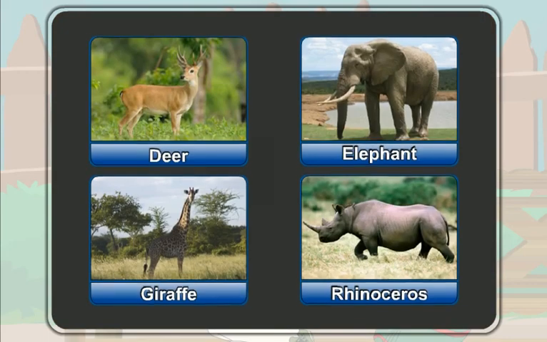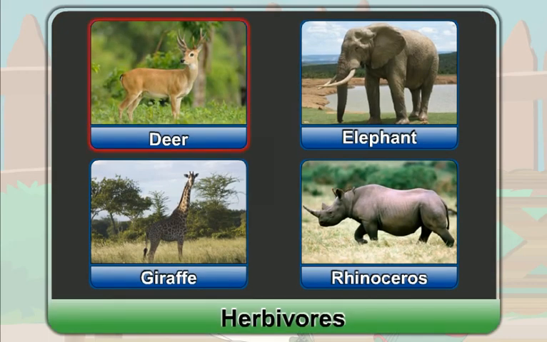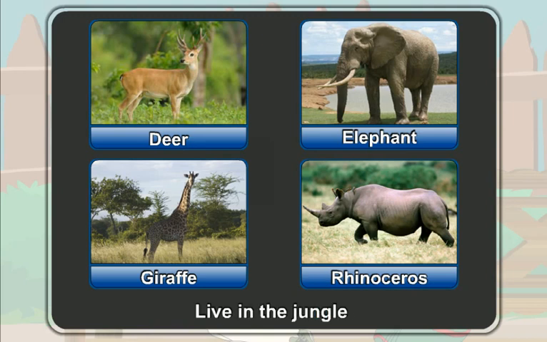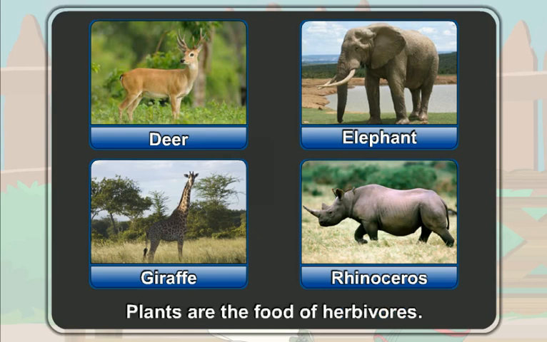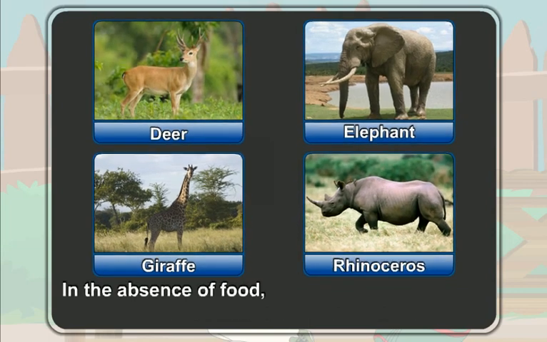You all know that herbivores like a deer, an elephant, a giraffe, and a rhinoceros live in the jungle. Now tell me, in the absence of plants in the jungle, will these animals be able to survive? No, they won't. Plants are the food of herbivores. In the absence of food, all the herbivores would die.